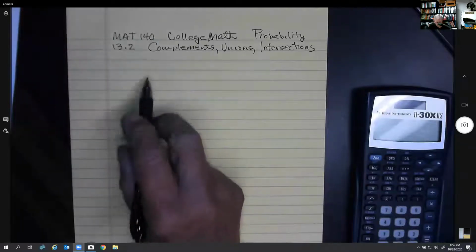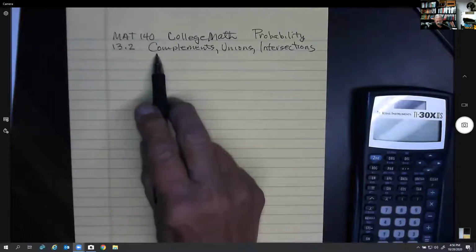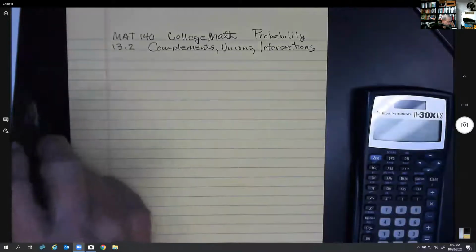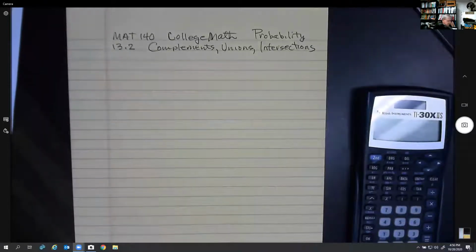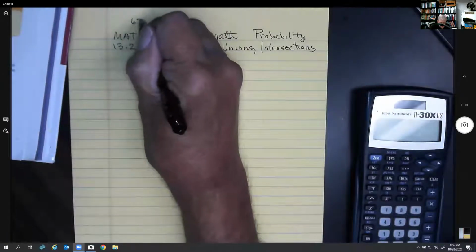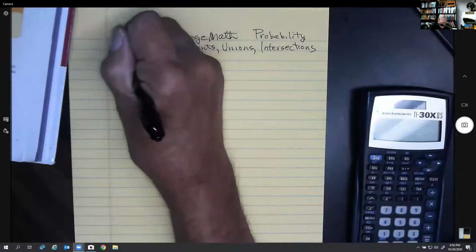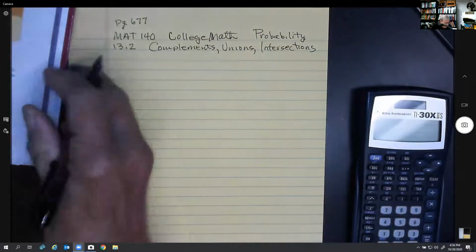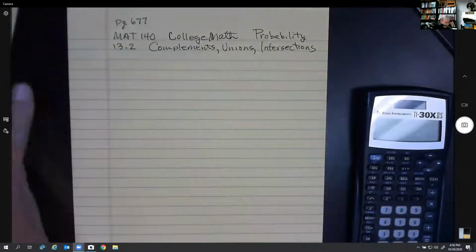All right, today we're going to talk about complements, unions, and intersections. This is in section 13.2, around page 677 in your book. And we're going to talk a little bit about these types of things.